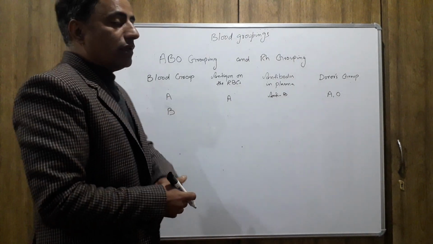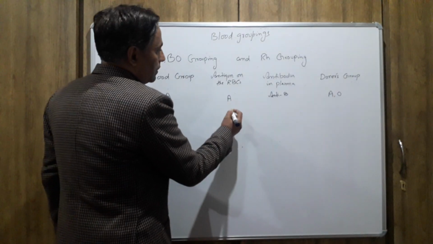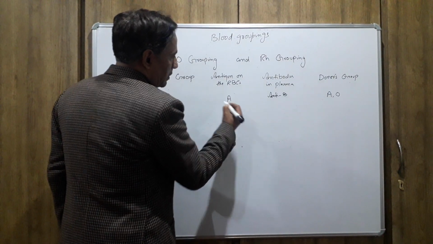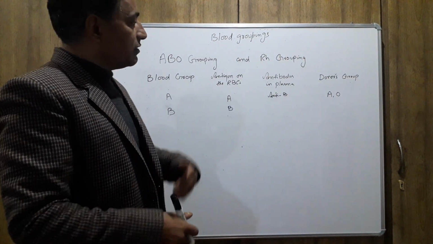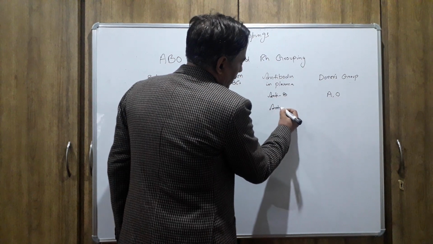Similarly, if a person has blood group B, the antigen on the RBCs of such a person's blood would be B, and the antibodies in his plasma would be anti-A.